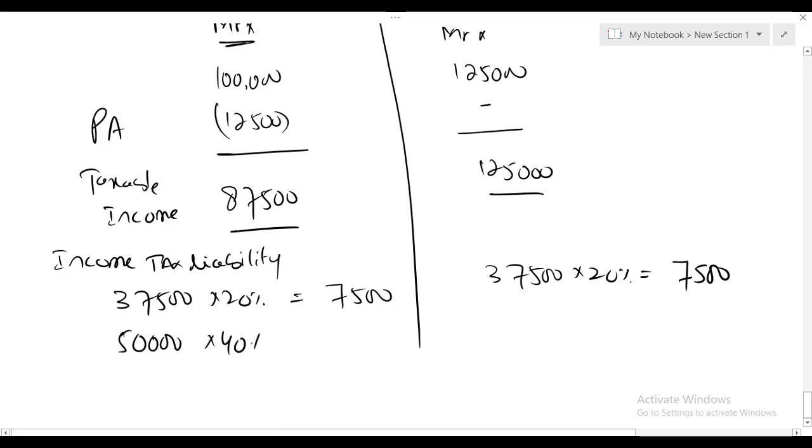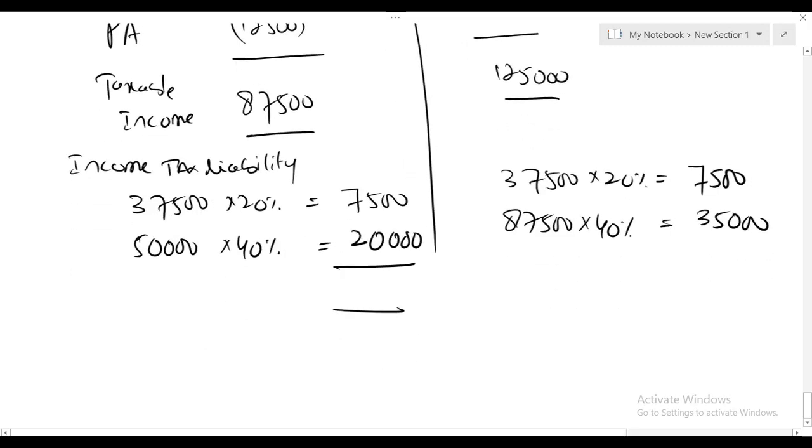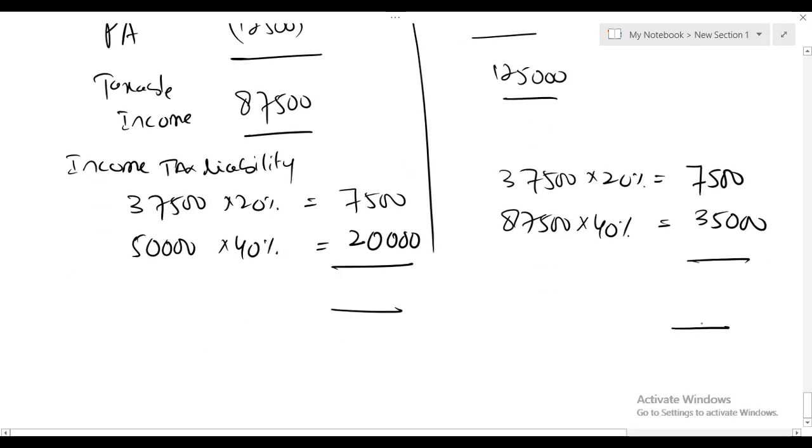Tax rate is 40%. It becomes 20,000. 1,25,000 minus 37,500 gives me 87,500, and the tax rate is 40%. It comes to 35,000. Income tax liability is 27,500, and over here income tax liability is 42,500. Great.